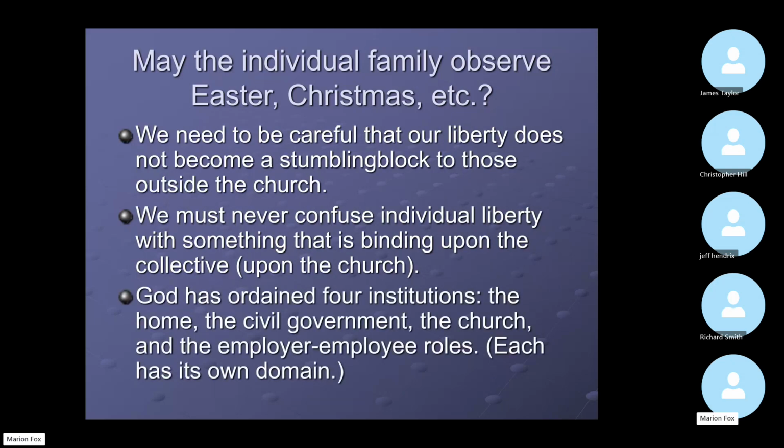Individuals can do a number of things that the church can't do. God has ordained four institutions, and some of my brethren say there's only three, but I believe there are four: the home, the civil government, the church, and the employer-employee roles. Each has its own realm or domain.